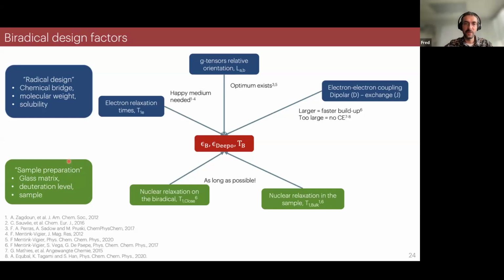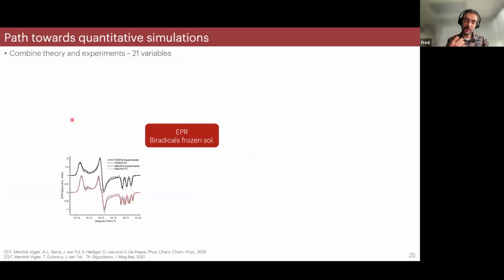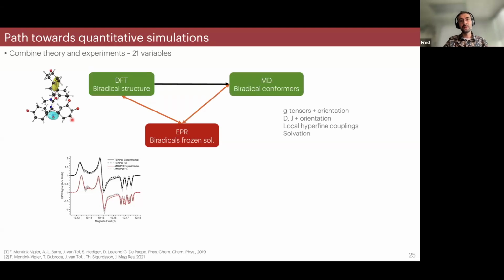But your sample is your sample, so you can just play around. And this is actually the region where EPR is extremely useful. And let me explain. EPR is actually at the center of everything I did. The EPR at high field is going to give you a lot of information on what's going on at high field. And you can determine the structure of a radical through EPR using DFT and MD simulations.